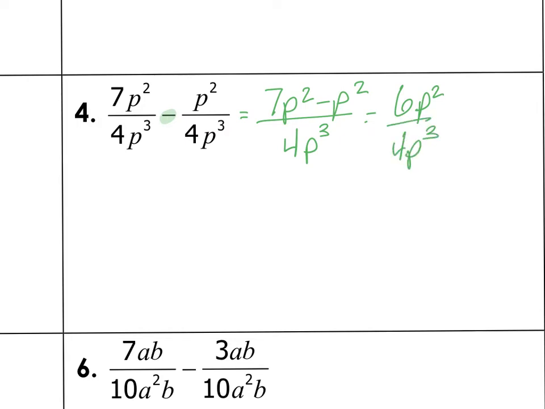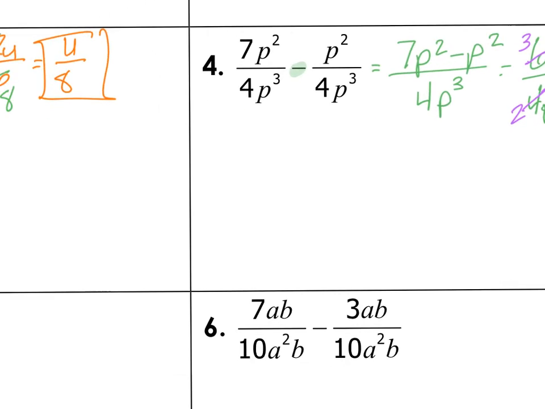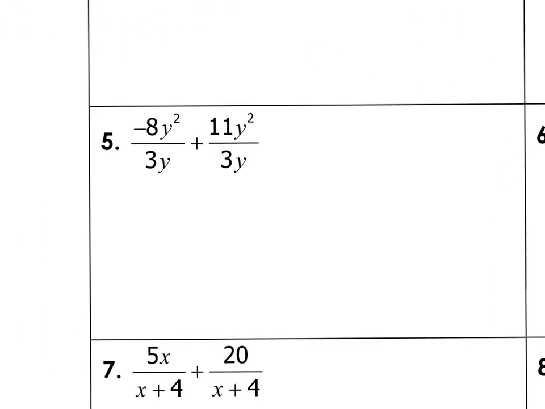And then I want to simplify. Well, I have 2 p's in the top, and I have 3 in the bottom. That means I'm going to have 1 p left in the denominator. And what goes into 6 and 4? Well, 2 does. So 2 into 6 will leave a 3, and 2 into 4 will leave a 2. So my answer should be 3 over 2p. Okay, there we go. All right, and then we're going to go to number 5.